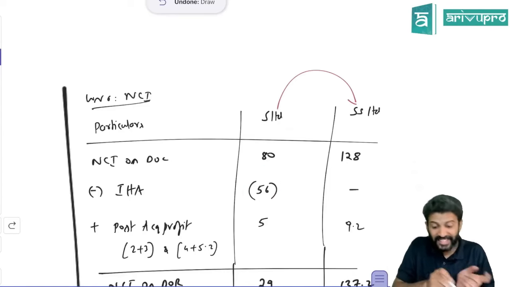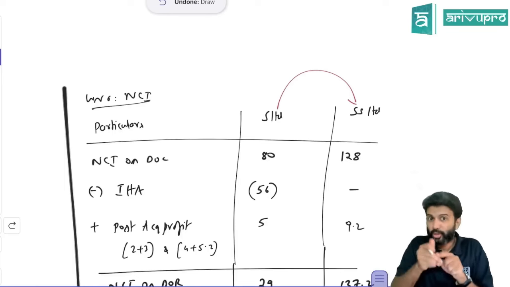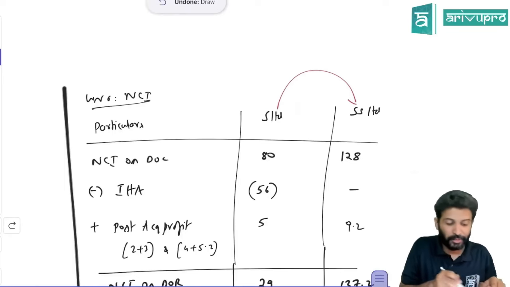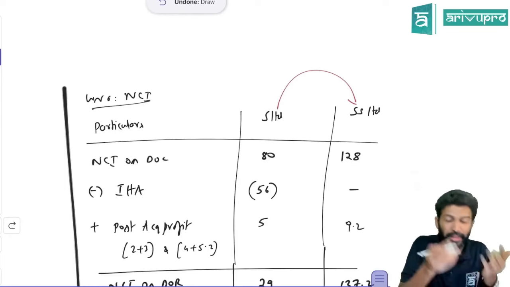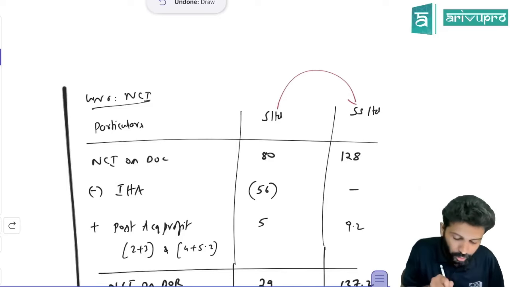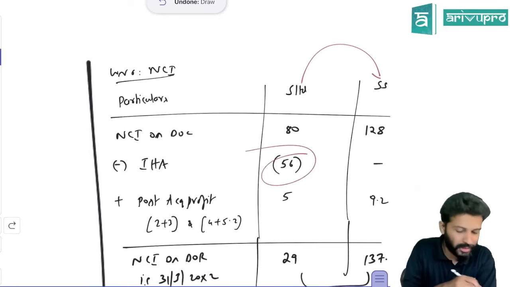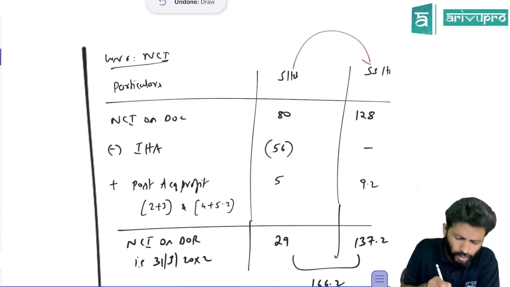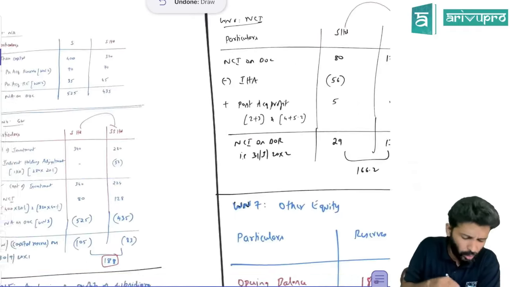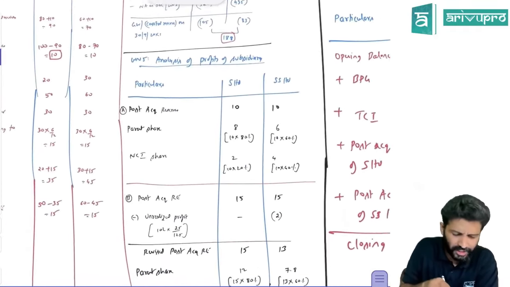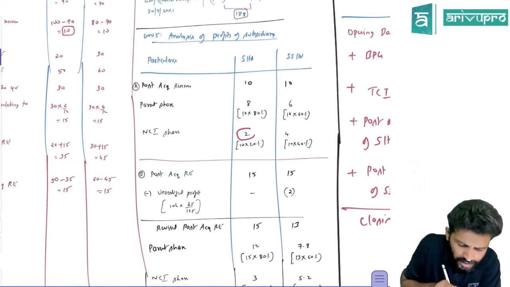Okay. So S Limited invested in SS Limited. So when they invested, 20% of the money came from NCI's pocket. So NCI of S Limited will get reduced. So IHA you have to reduce for 50. You have already reduced from cost of investment. Here you have to reduce it from S Limited's NCI also. Okay. Then post-acquisition profit of NCI share you add. That we already got it over here. Post-acquisition profit share. NCI you have got it over here. No? Reserve share is 2.